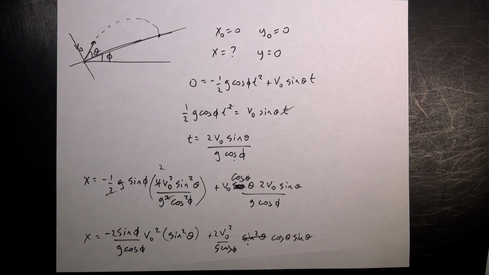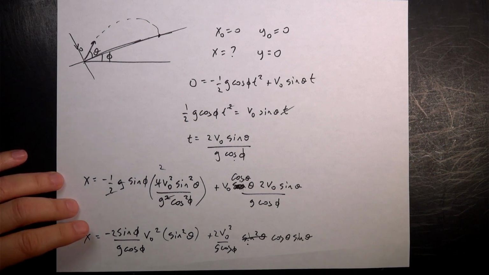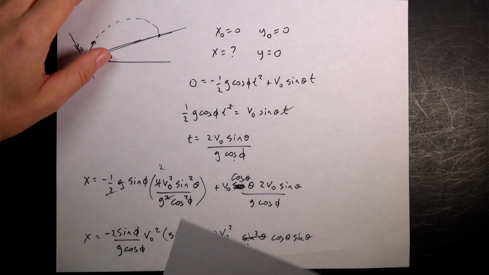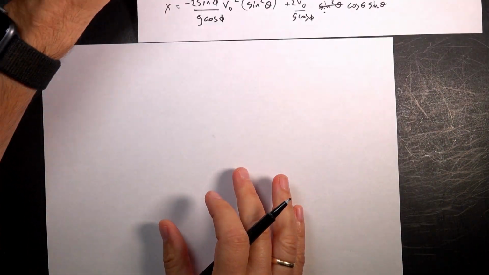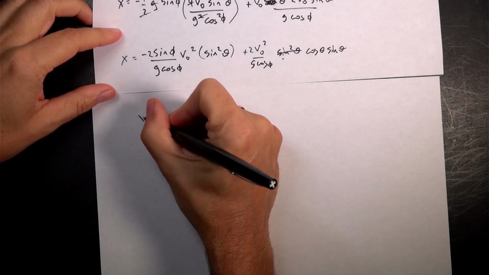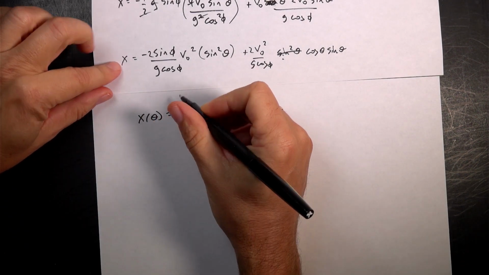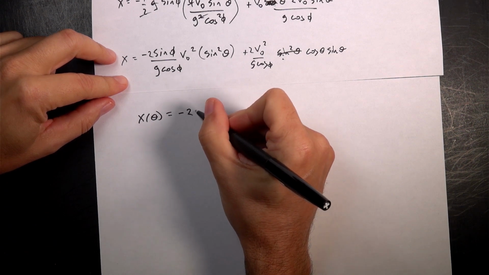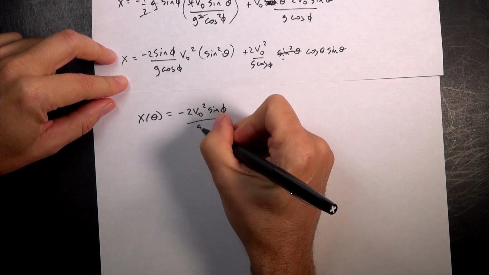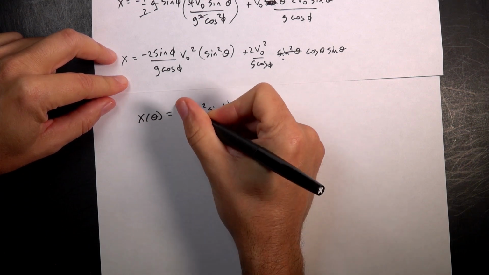So what I want to do in a classic max-min problem is take the derivative of this with respect to theta and set it equal to 0. By doing that, that will give me the value of theta for the maximum or minimum x. And then we can find that value. Okay, so let's rewrite my function correctly this time. I'm going to write x as a function of theta. X as this final x is equal to negative 2 v0 squared sine phi over g cosine phi. I'm putting that all in parentheses because it's just a constant.